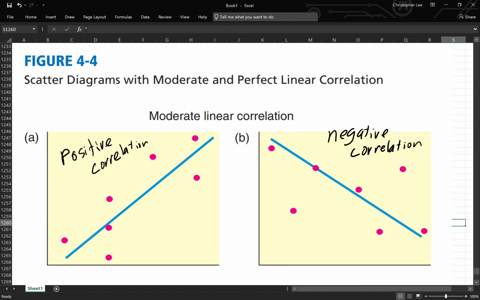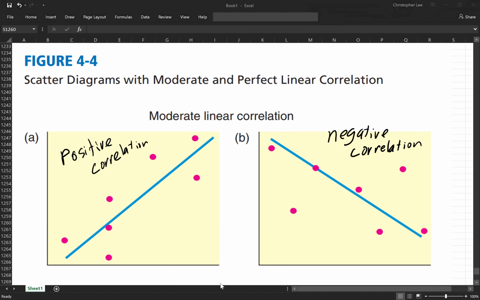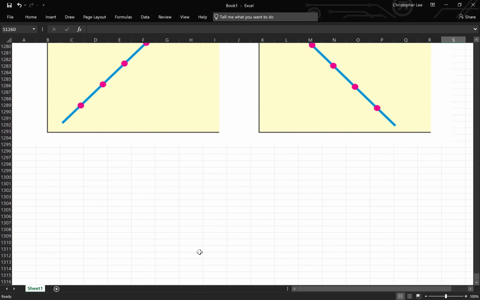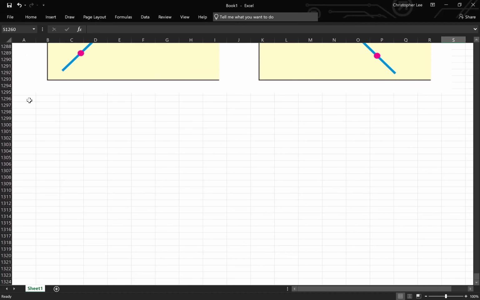Feel good? All right, that's pretty much all I have for today. Let me just talk about the scatter diagram real quick, what it's telling us. And then we could tap out at that.